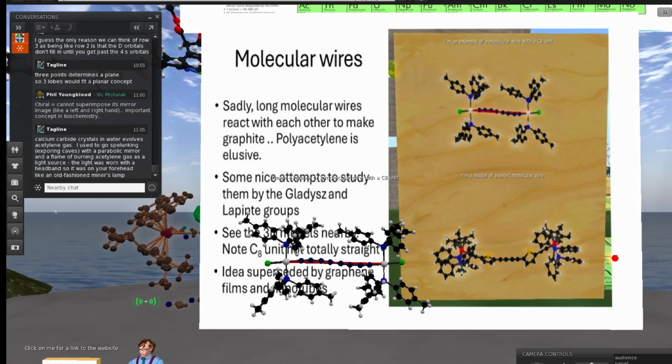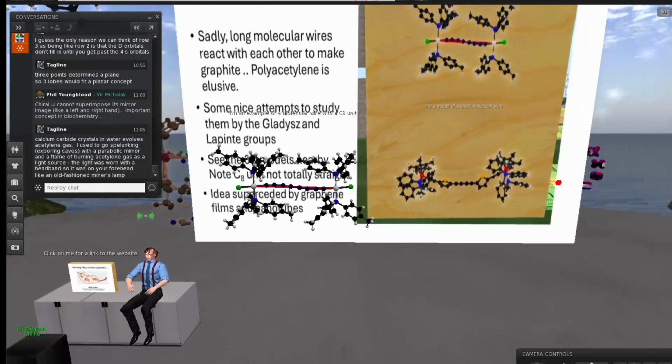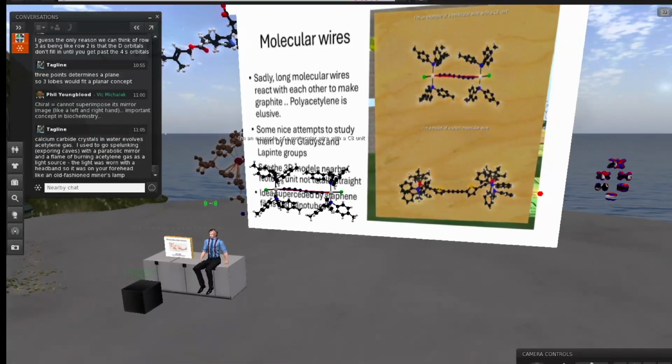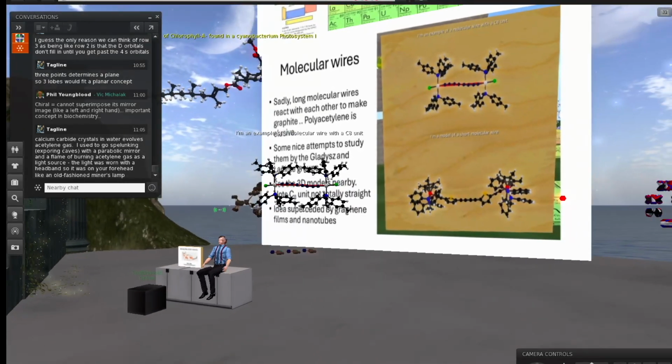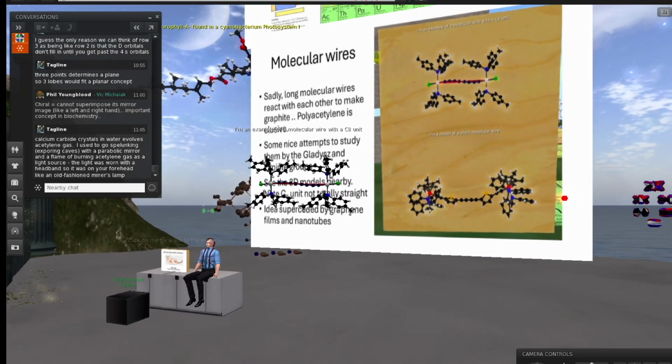Polyacetylene reacts with itself, and it actually just gives you graphite. As all the double bonds rearrange, there's nothing protecting them from reacting with each other. The second type of molecular wire was from Claude Lapin's work. All right, and I'm bringing that one down now.